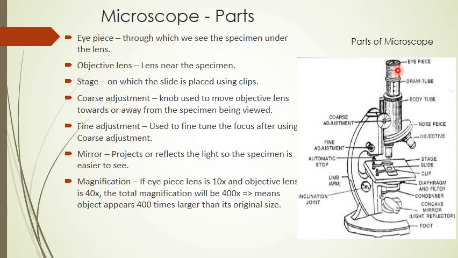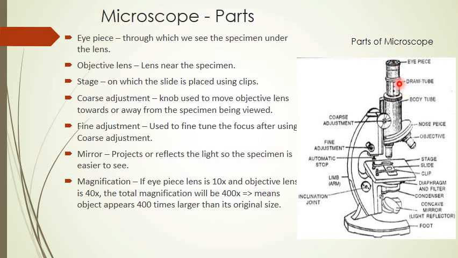So what is this eyepiece? The eyepiece is what we see the specimen through, under the lens. That means our eye will be here. When we view through the eyes, we first see here, so the eyes will be nearby, and that is why it is called the eyepiece. This eyepiece has an eyepiece lens.